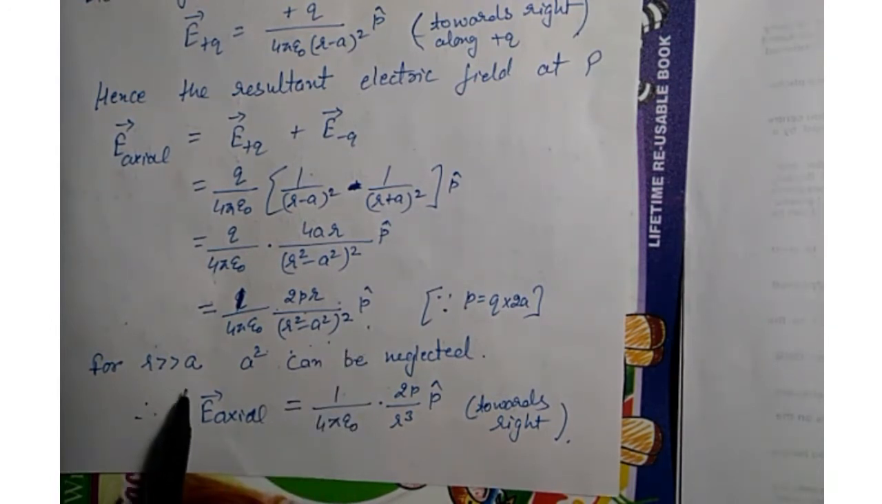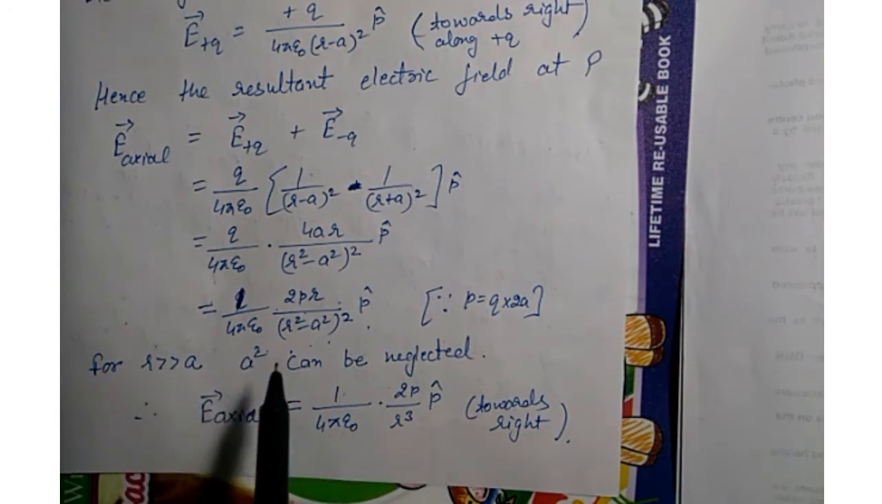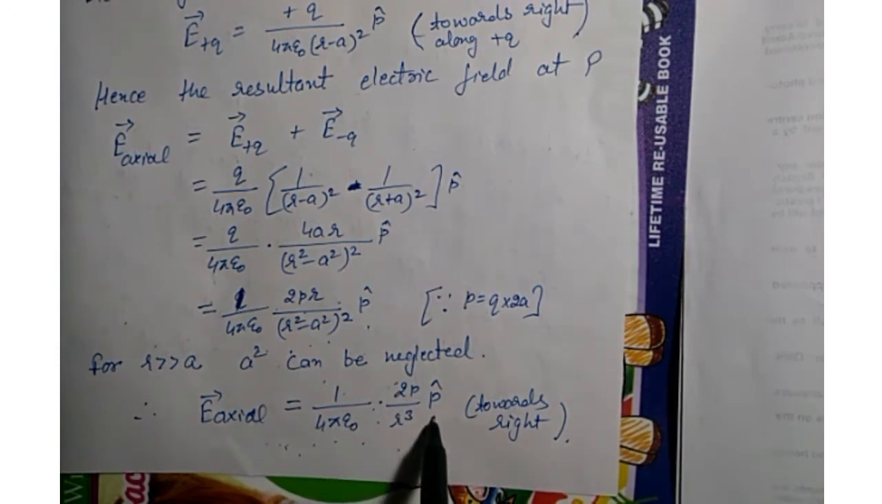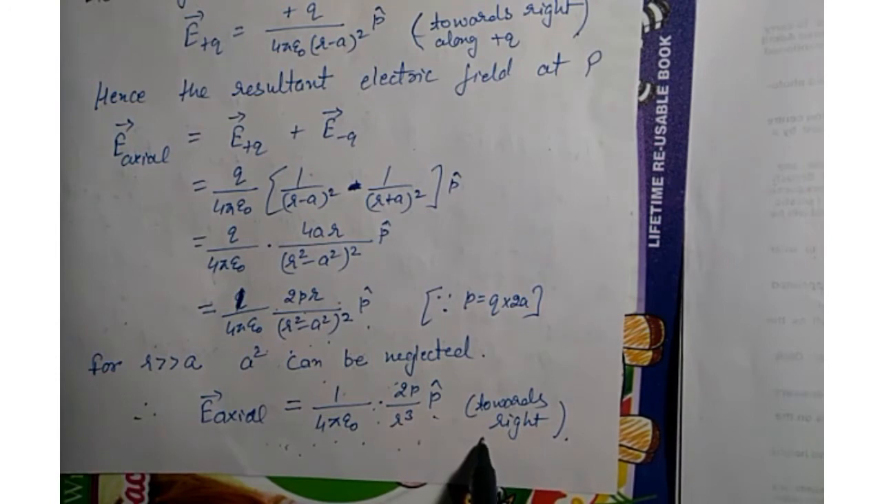For the distance R much greater than the separation between the charges, we can neglect A square, and hence the net electric field along the axial line is 1 upon 4 pi epsilon naught, 2P by R cube, P unit vector acting towards right.